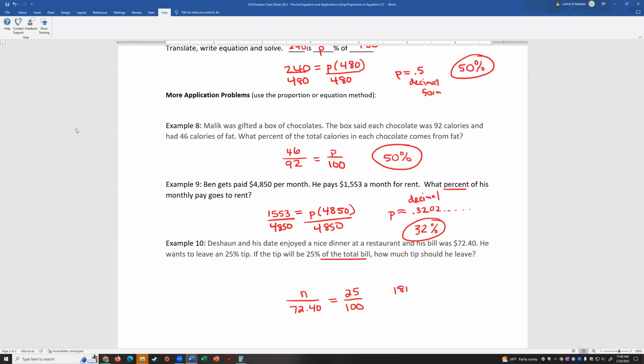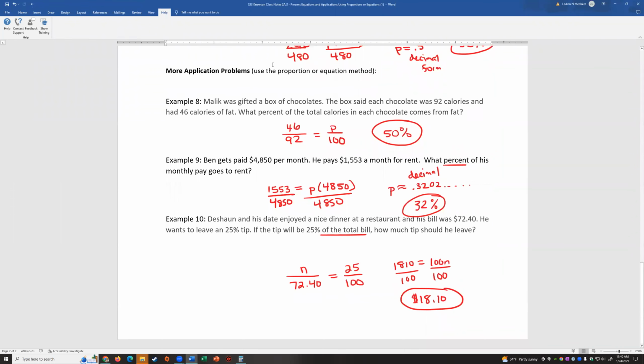We get 1810 equals 100 N. He needs to leave a tip of $18.10. All right, and that is the end of 2A3.